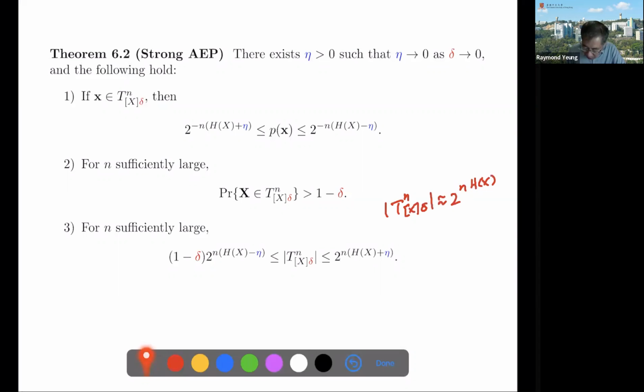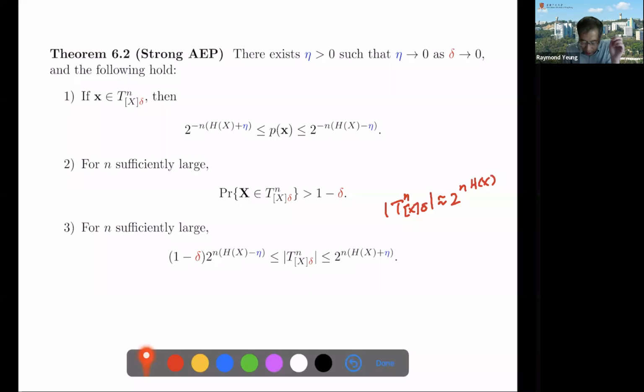It's upper bounded by 2 to the power n times entropy of X plus some small quantity eta. It's lower bounded by 2 to the power n times entropy minus eta, and then you multiply by this 1 minus delta, which can be as close to 1 as you want. So essentially, what it says is that the number of typical sequences is approximately equal to 2 to the power n times entropy. Now what it boils down to is the following. If I have an IID process, I just draw the same random variable repeatedly, what I end up getting with very high probability is a sequence which is typical.